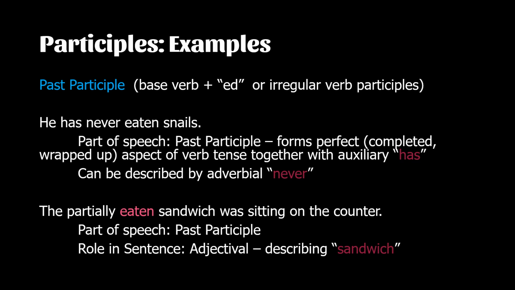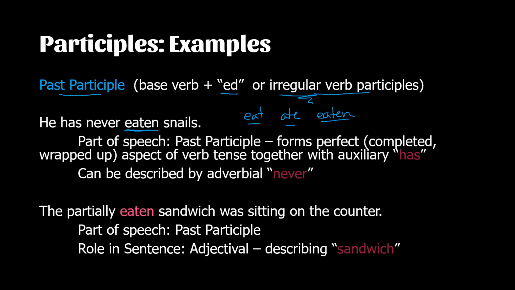The next type of participle that we want to look at in more detail is the past participle. This is formed with adding ed, or in some cases there are irregular verb spellings. He has never eaten snails. So eaten is the past participle for eat. So we'll have eat. The past for eat is ate. The past participle for eat is eaten. So eat, ate, eaten. This is an irregular verb form.